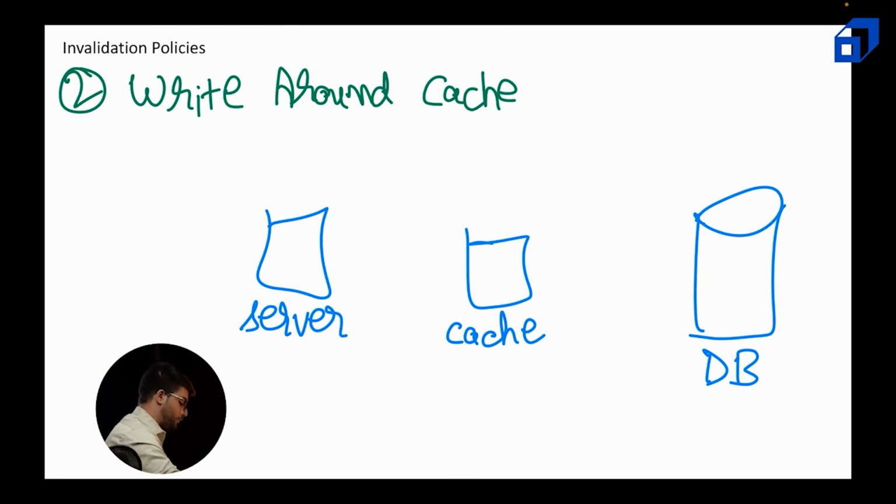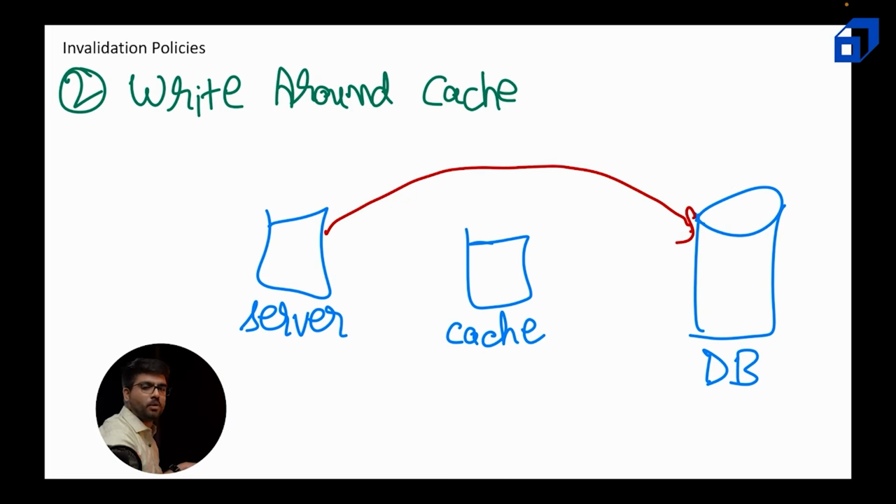So we won't first make the amendments or make the changes in the cache. We will make the changes only to the database. We will bypass the cache altogether and just make the updates in the database. So let's say if lol was added to the database, it will just be present in the database and not in the cache at all.